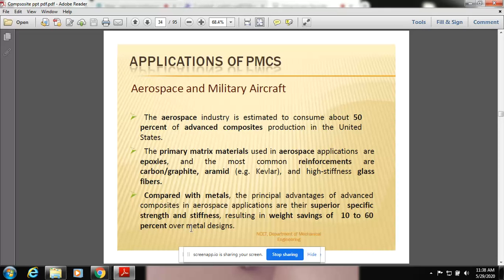For example, if you go for taking an automobile, if the weight of a bike is going to... composite material, sir, fibre, sir. Okay, sir, thank you.